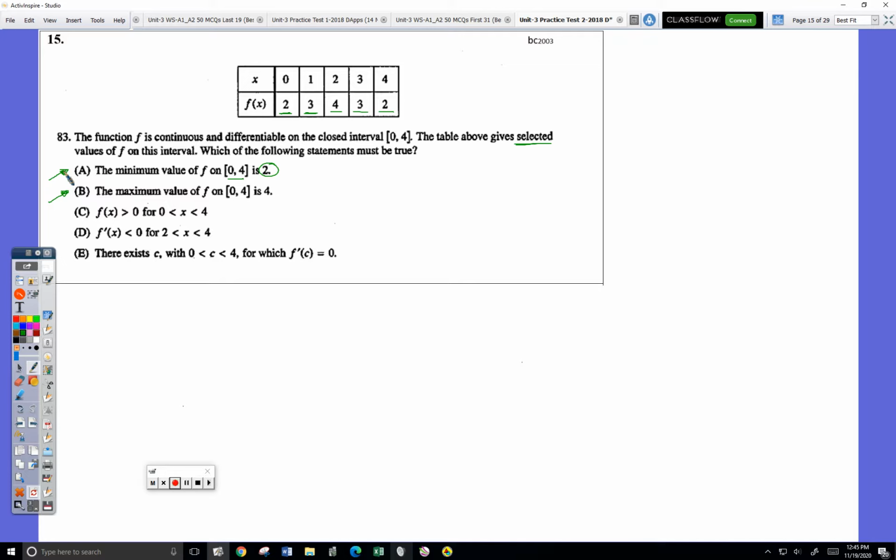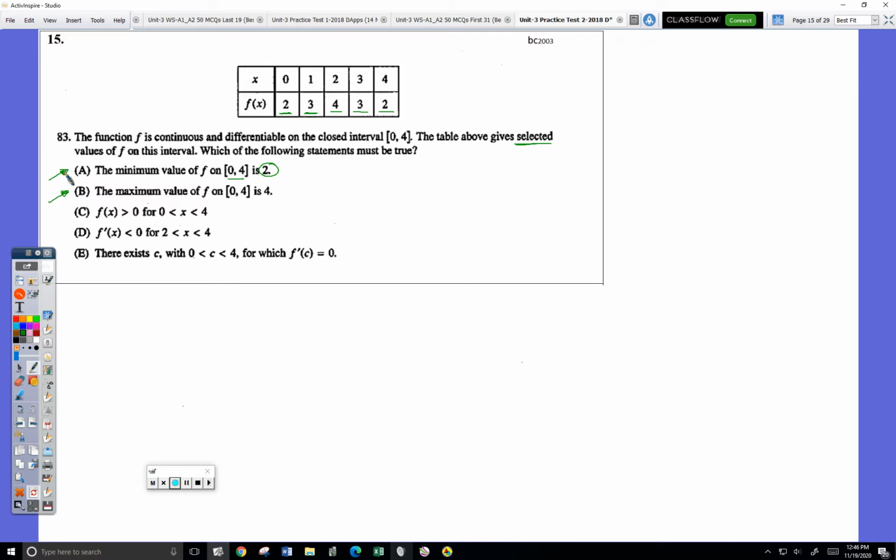One thing I'm wondering is that, like you said, it would be a y coordinate that's lower, but it's the minimum value of f on 0 to 4. Like, isn't that the lowest one on 0 to 4? No, good comment. So here's the piece you're missing.